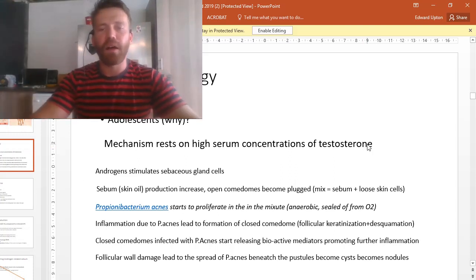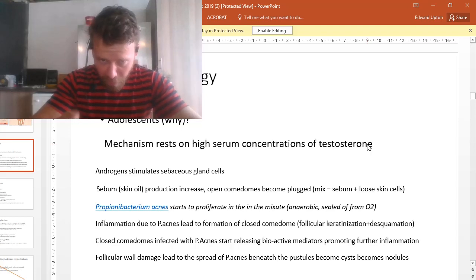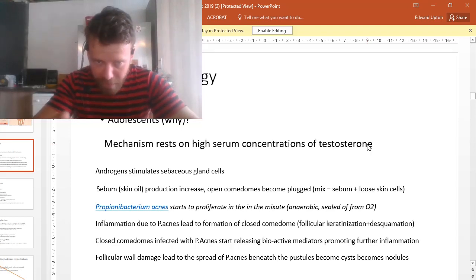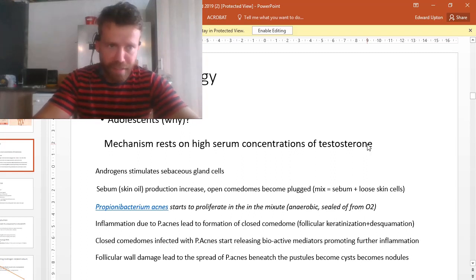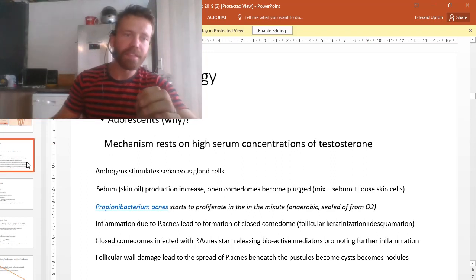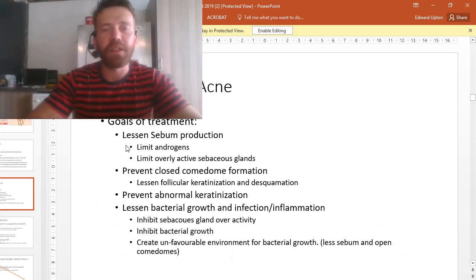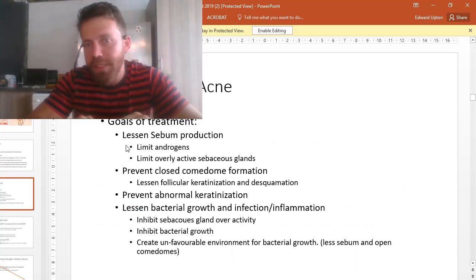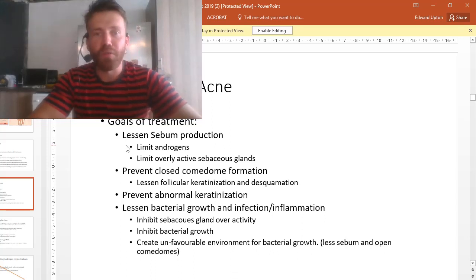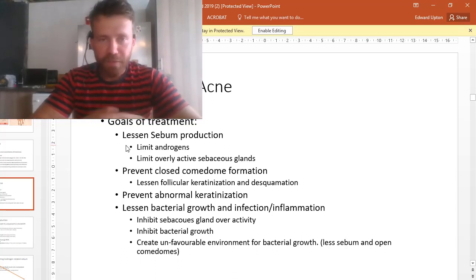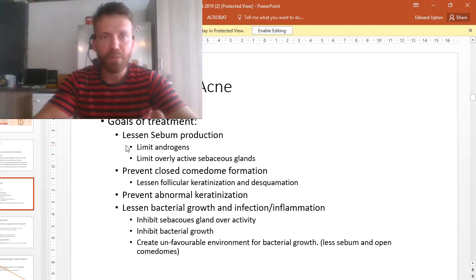So I tried to kind of just give you some explanation of all of these processes, but if you understand this process here, you are more or less on the right track. And what I want you to see now is that when we actually treat acne, we try to prevent or change all of those processes that led to the nodule forming. So, in the very first thing, what was the first problem we have?